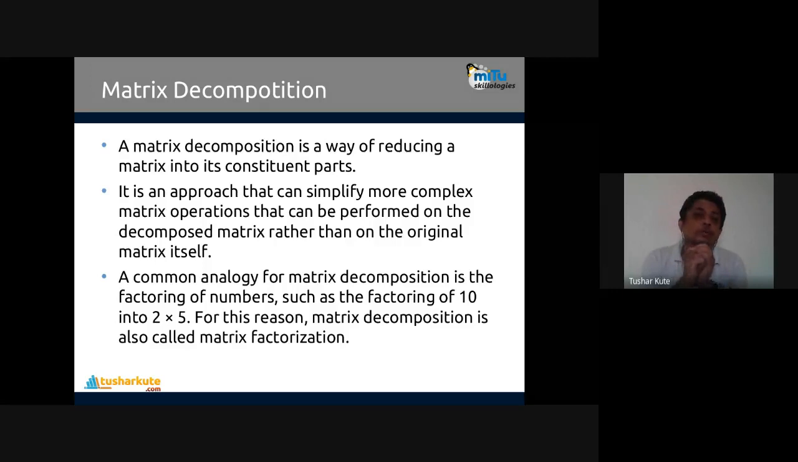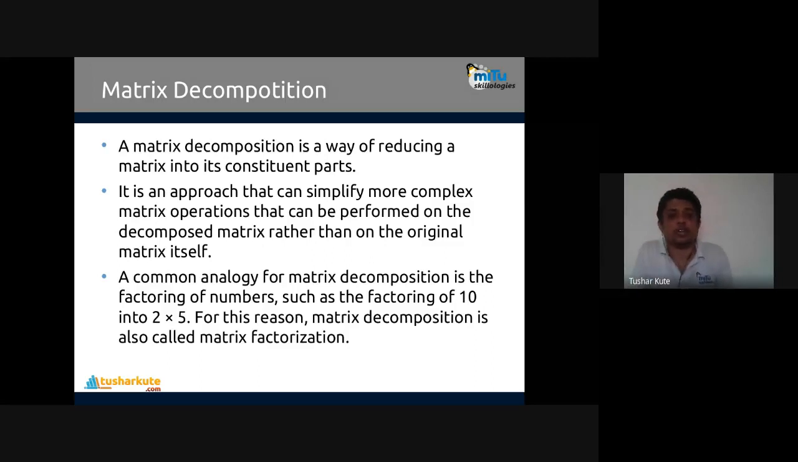Now, matrix decomposition is a way of reducing a matrix into its constituent parts, which we have seen already. It is an approach that simplifies more complex matrix operations, so they can be performed on the decomposed matrix rather than the original matrix itself. Operation simplification is the aim of this task. Because operations are complex, decomposition is required. Instead of performing the operation on the original matrix, we decompose it, and after decomposition we perform the operation separately.